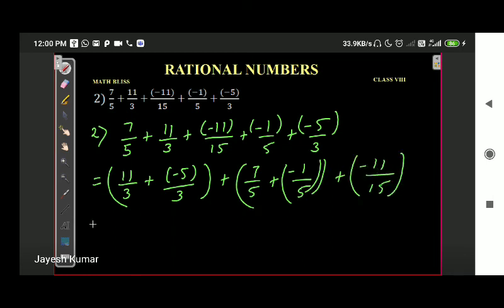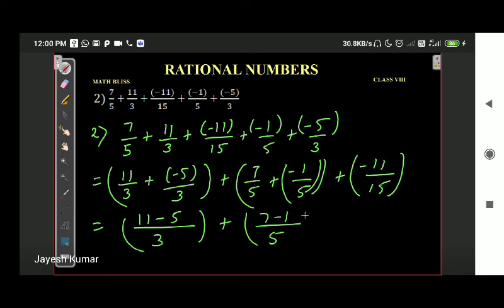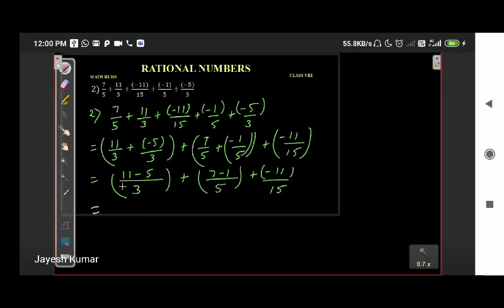Let's see. For the first term, 3 as the common denominator, 11 minus 5. For the second term, 5 as the common denominator, 7 minus 1. And for the last term, that will be as it is, minus 11 upon 15. This will be 11 minus 5 is 6 upon 3. We are not simplifying.